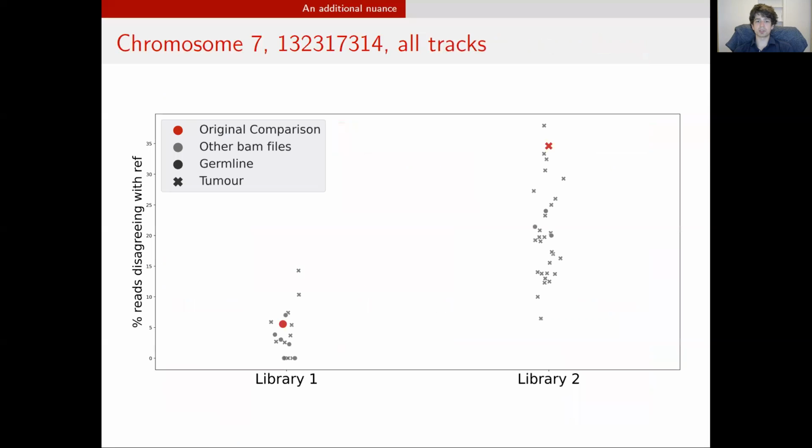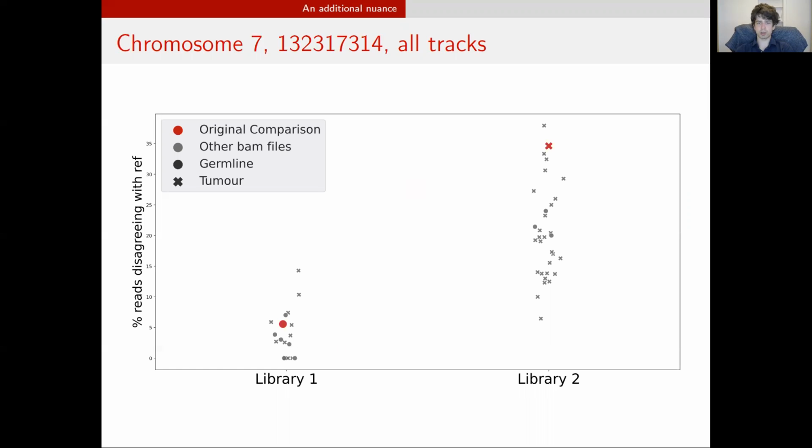And so if we summarize this, we see that we have 2 libraries, one of which has a significantly higher disagreement rate with the reference genome at this position. And so it just so happened that we had a germline sequenced on one and a tumor on the other, which then the variant caller made look like a genuine variant.